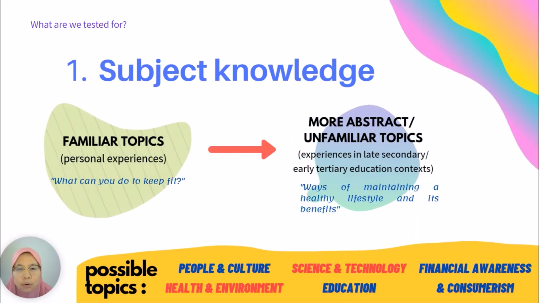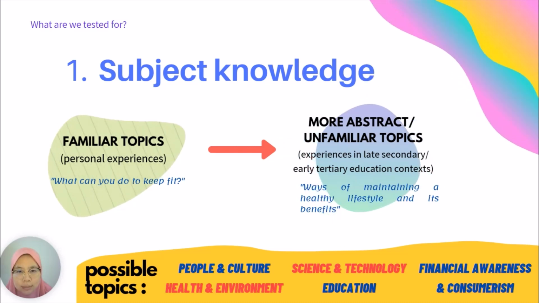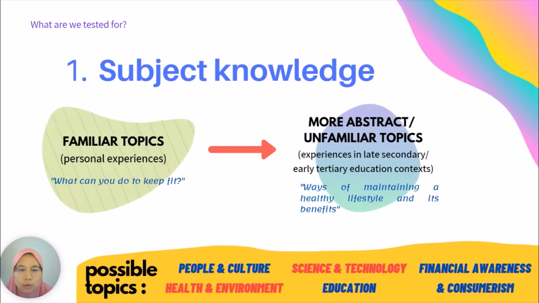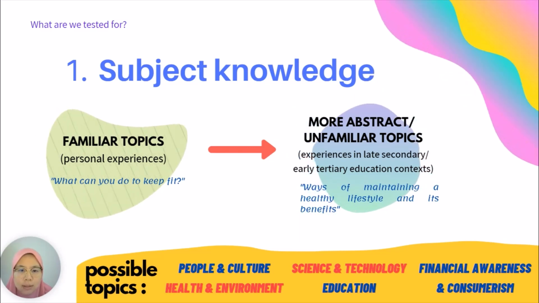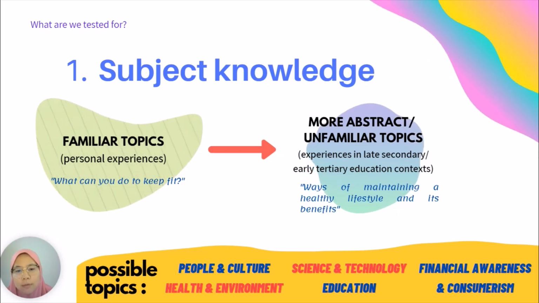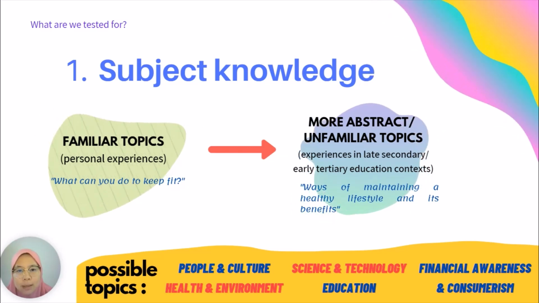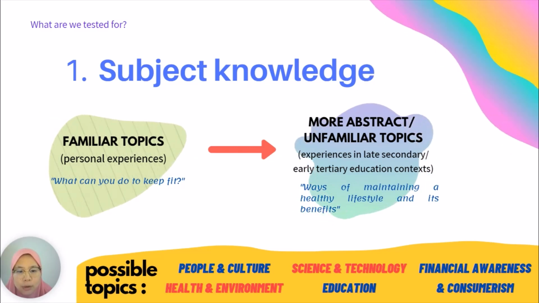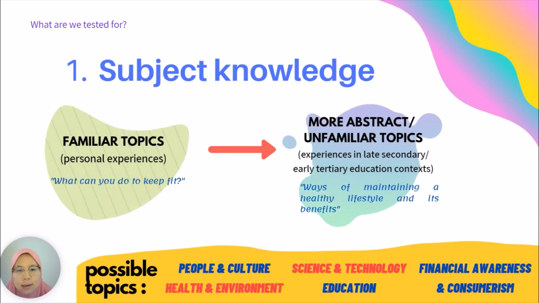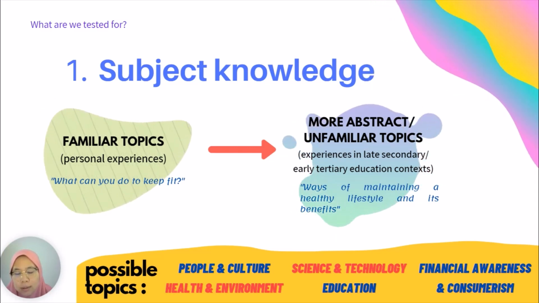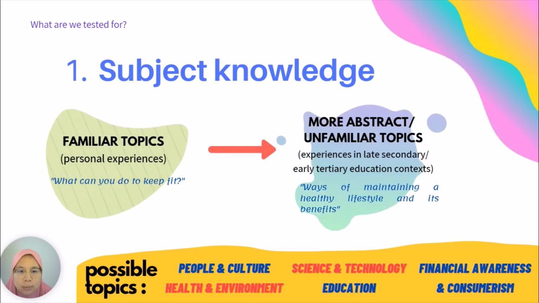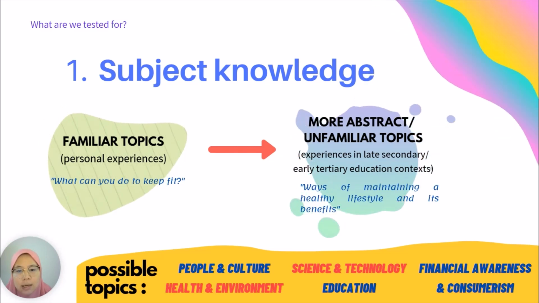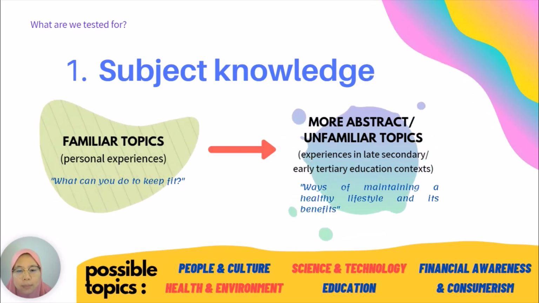First, you'll be tested for your knowledge of different topics or subjects. They can range from anything familiar, concrete, and straightforward that you can speak about from your personal experiences. This happens in part 1 of the test. And then the topic progresses to something more abstract and unfamiliar in part 2. You can speak from your experiences in secondary school or college or university. Possible topics include, but are not limited to, people and culture, health and environment, science and technology, education, financial awareness, and consumerism.